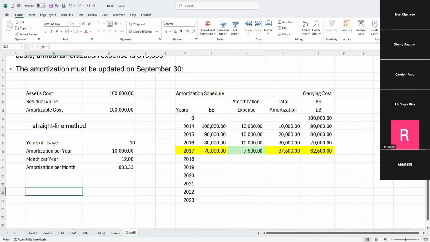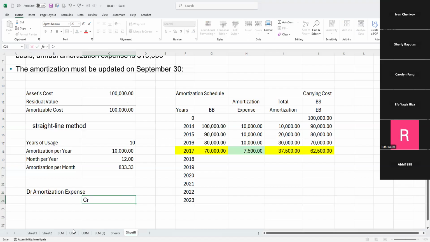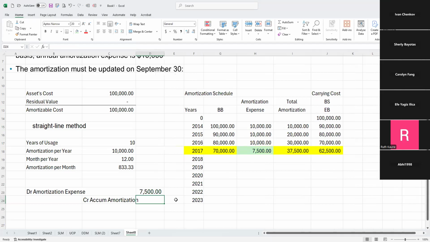Quickly give me the journal entry. Debit. Which account I'm gonna debit? Amortization expense. Credit accumulated amortization. In this case, furnitures. What's the amount? The amount we already established is 7,500 and 7,500. Our first journal entry is done.